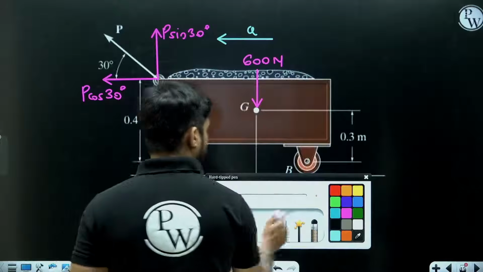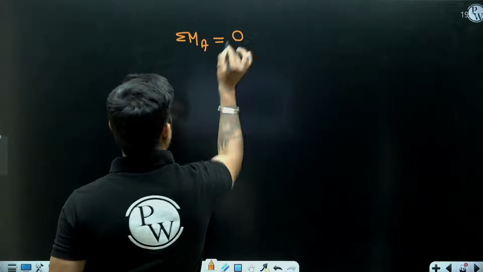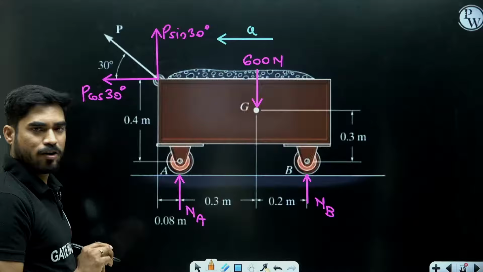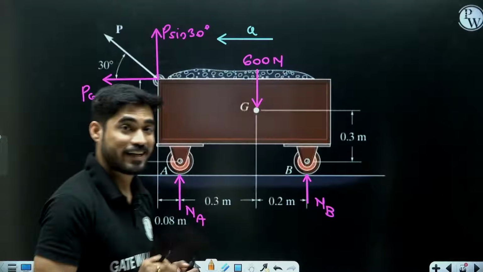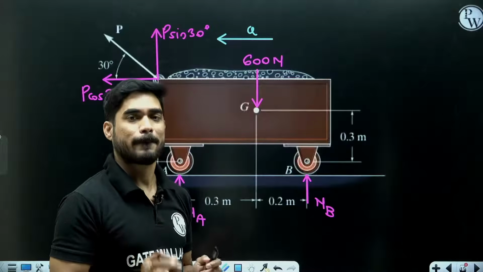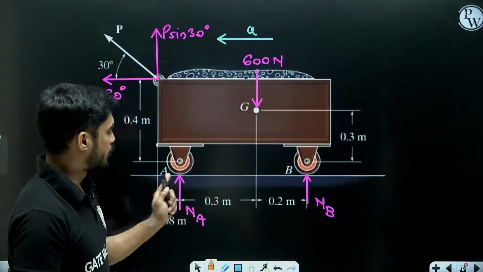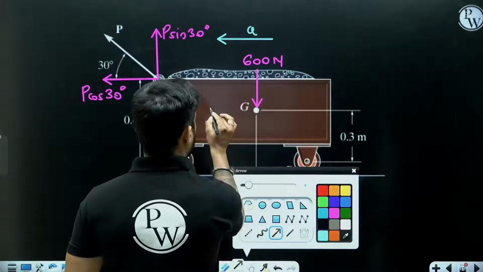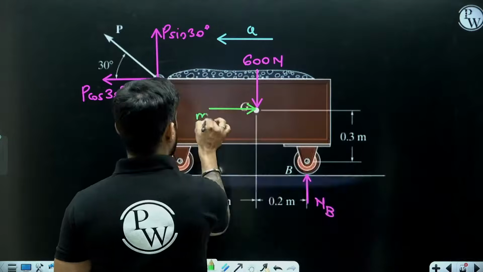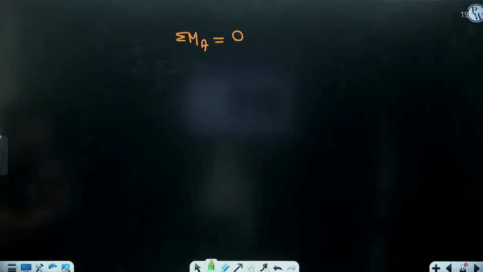So I want to take moment about point A, right? A is a moving point and it is not center of gravity. Center of gravity is also moving, but we can take moment about center of gravity without considering inertia force. But A is not center of gravity and it is moving. So we will have to consider the inertia force. What will be the inertia force, beta? Inertia force will be M into A. Now you can take moment about point A. Now it is okay.